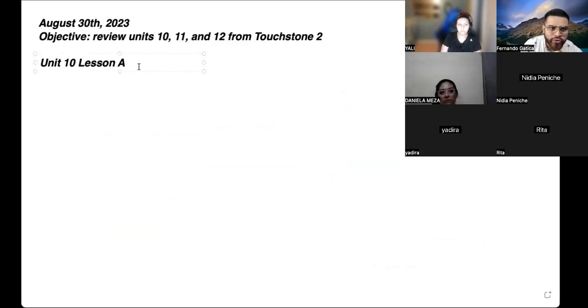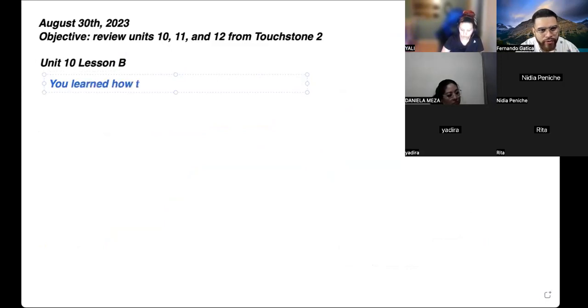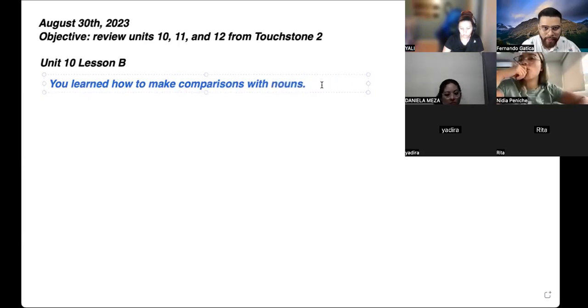We're gonna go on to Unit 10, Lesson B. In Unit 10, Lesson B, it was the same comparatives, but we weren't using adjectives, okay? In Unit 10, Lesson B, you learned how to make comparisons with nouns. And let me remind you how you do this. First, there are two types of nouns.